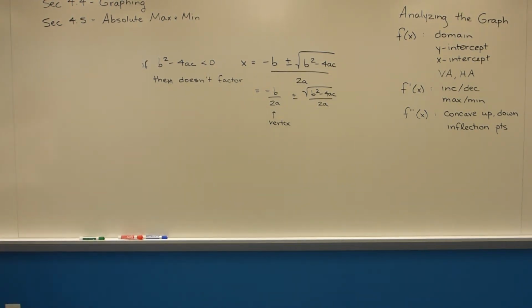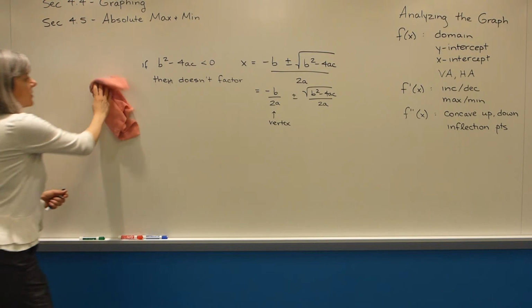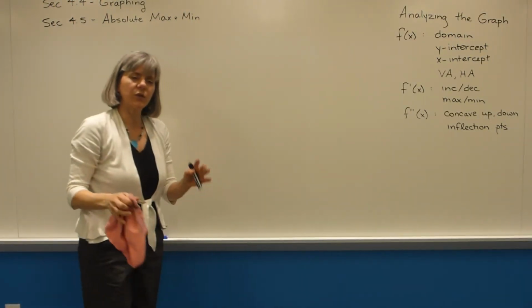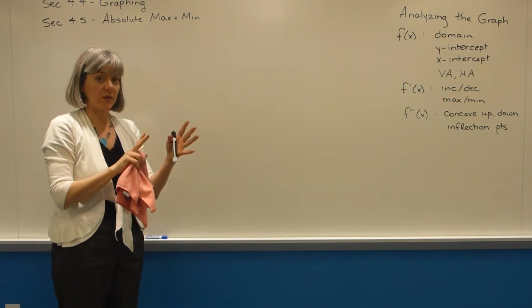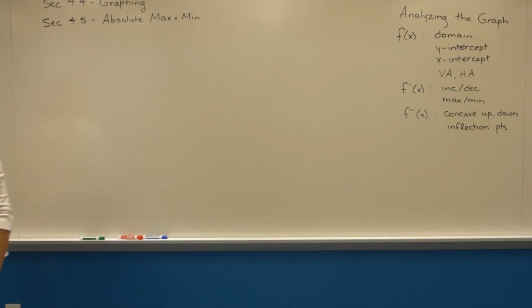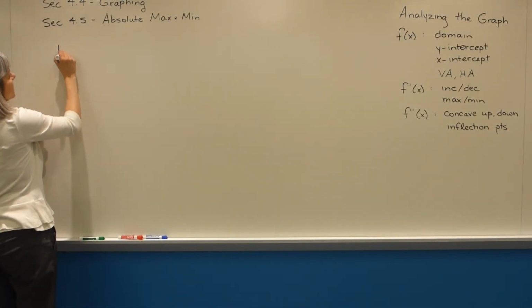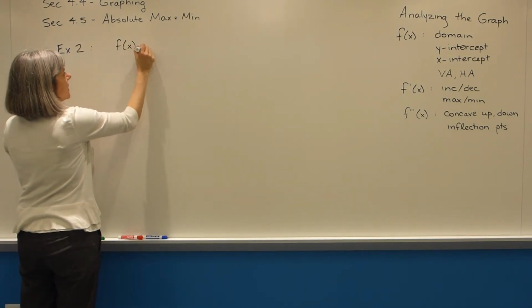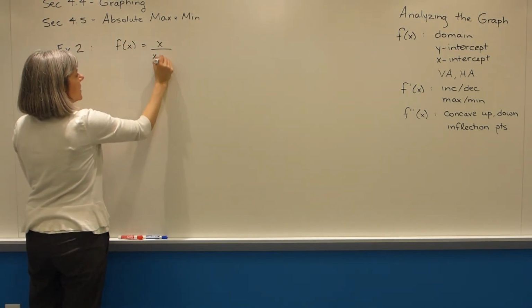Okay, now we are ready for rationals. Now, as I said, the thing about rationals is you definitely want to make sure that you get the domain first, but then see if there's any canceling to do from numerator to denominator. There won't be for this one. This will be an easier one. So here's example 2. F of x equals x over x plus 3.